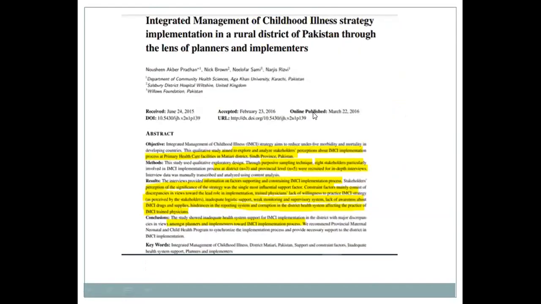Integrated management of childhood illness implementation in a rural district of Pakistan through the lens of planners and implementers. This study shows that there are some supporting and constraining factors in implementing the IMNCI program. The constraints mainly consist of discrepancies about implementation, trained physicians' lack of willingness to practice the IMNCI strategy, inadequate logistics support, weak monitoring and supervisory system, lack of awareness, hindrances in the reporting system, and corruption in the district health system.